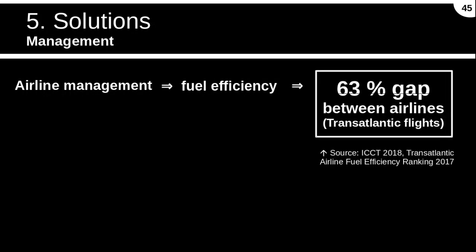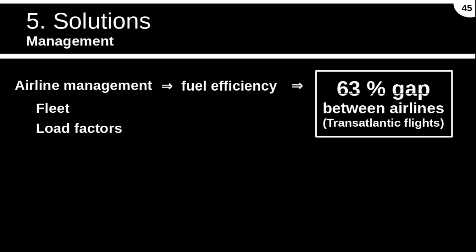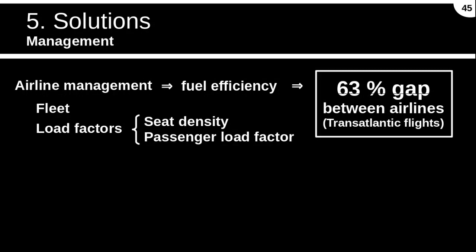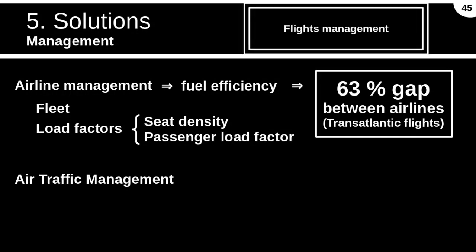Airline management also matters. It influences fuel efficiency. For example, there is a 63% gap between airlines operating transatlantic flights. The fleet matters because it influences the fuel burned by the aircraft. The load factors also matter. They depend on the seat density and on the passenger load factor. Additionally, air traffic management influences the time and the fuel lost when planes wait in the air before landing or on the ground before taking off. Both raise questions about the management of flights.